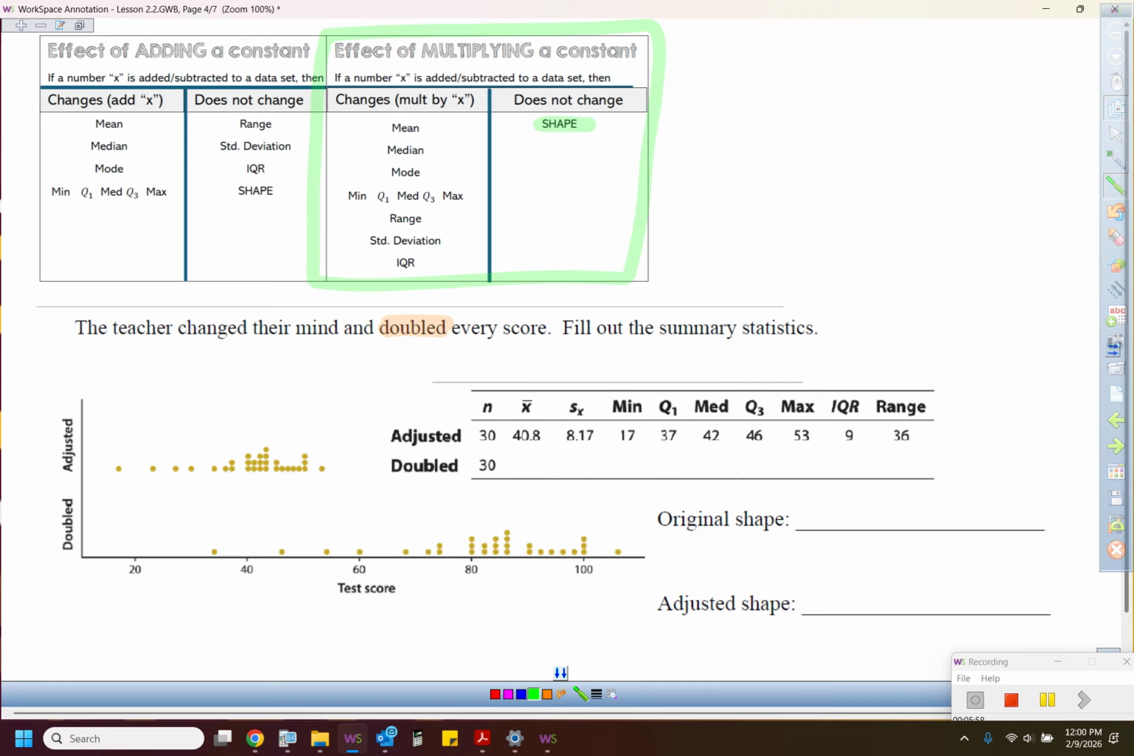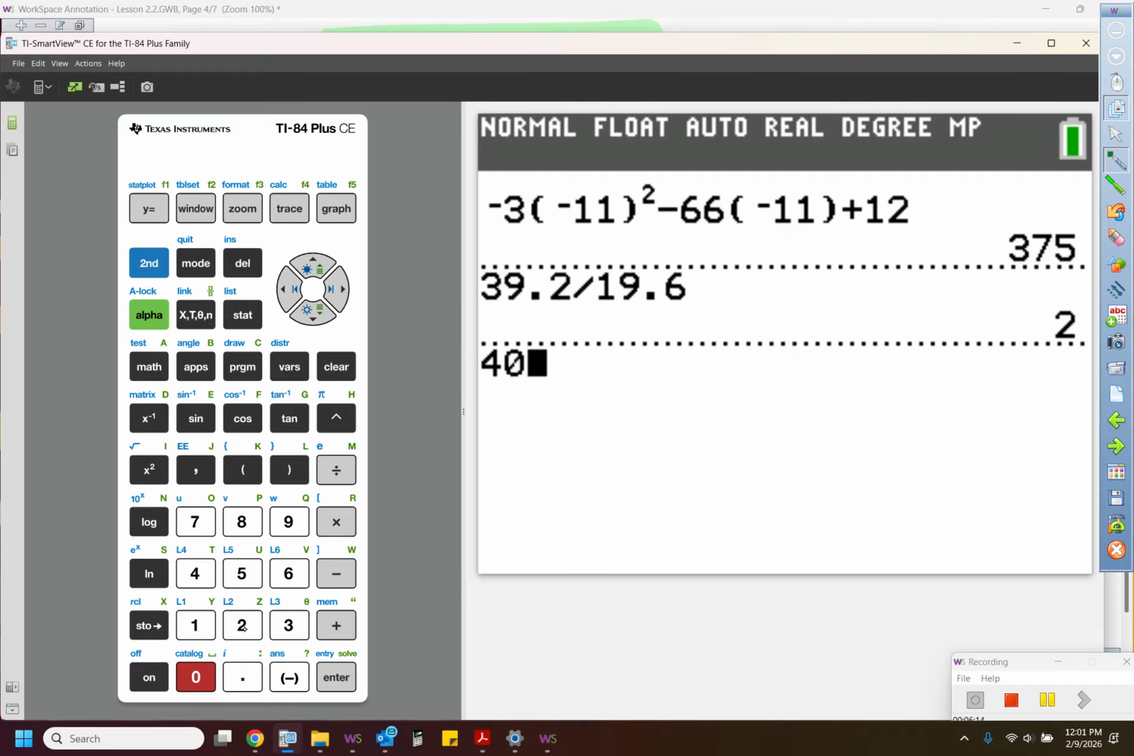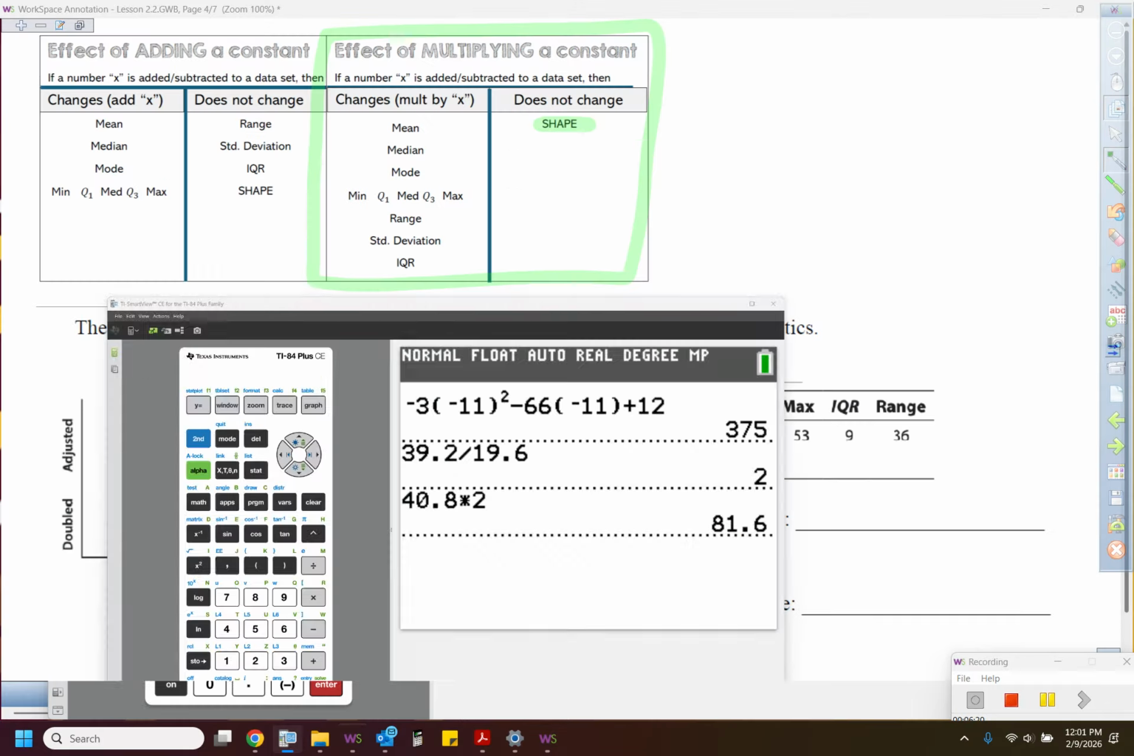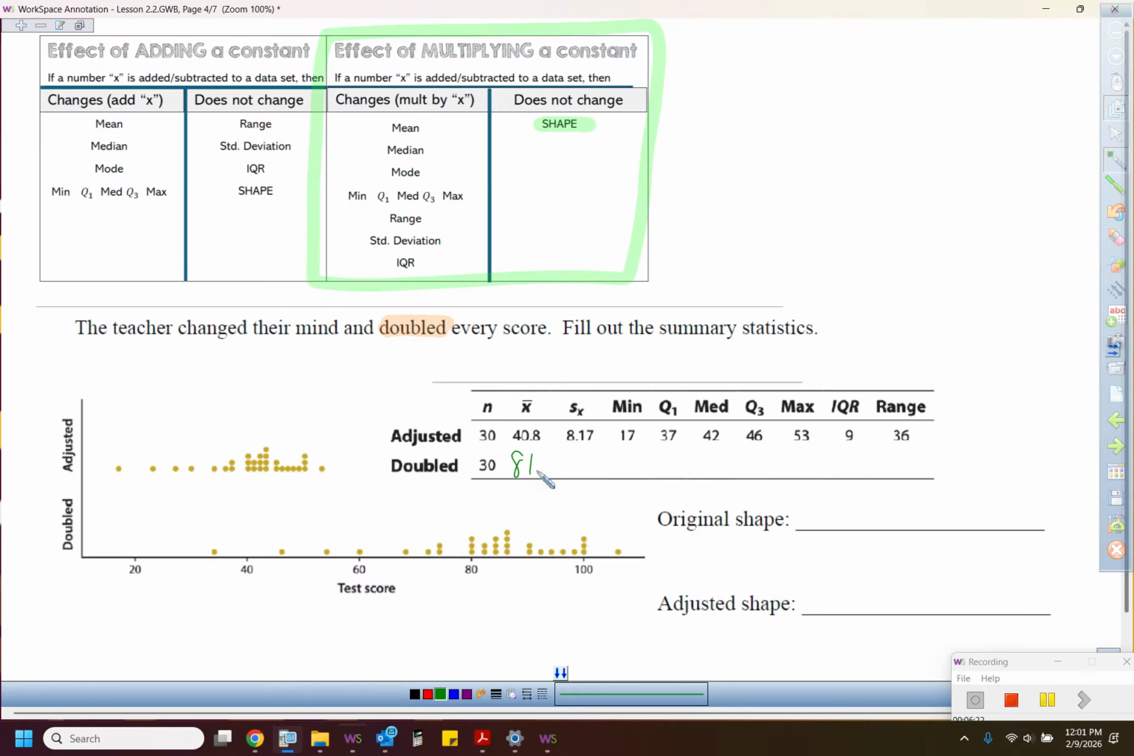So how does it change? By whatever they did. They doubled, so you just go double everybody's score, right? So the mean, we need to double that. So 40.8, you just put that in the old calculator and take it times 2. How do you feel about 81.6 is what the new average would be on that? Everything just needs to double, right? So I'll let you do that real quick. Just pause the video and give that a shot.